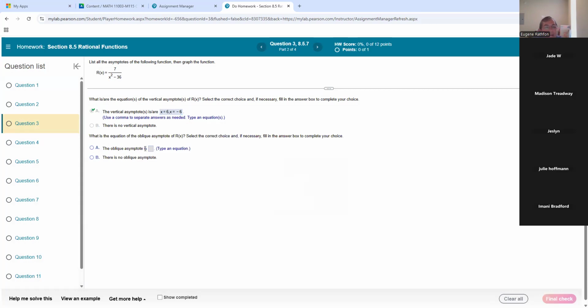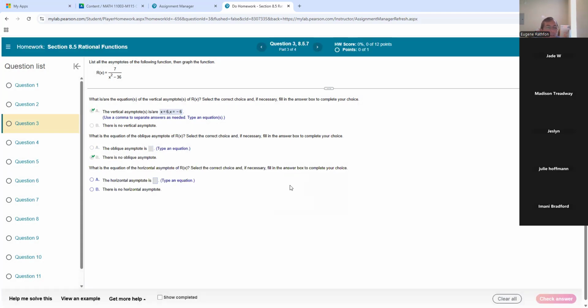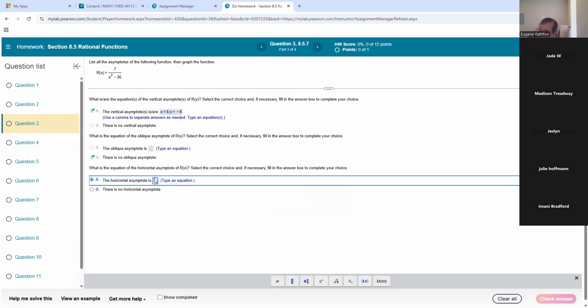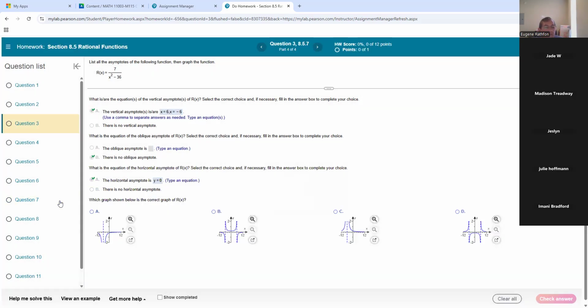On oblique, anytime you see this oblique, you're going to put no. There is no oblique asymptote. We don't cover those in our class. So anytime you see that, just put no for that. And then here comes my horizontal asymptote. So remember, we said since the bottom was greater than the top, that was going to be y equals 0. So remember, got to be an equation on that one also. And then check your answer. Now look at these 4 graphs. A, B, C, and D. Let's go graph it and see which one we get.